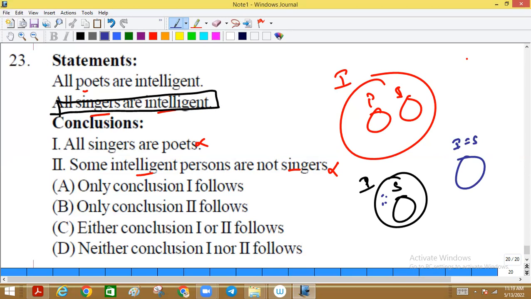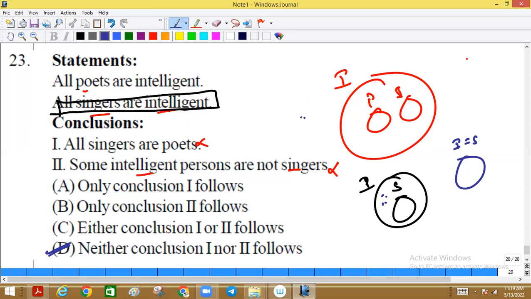The conclusion is something that must be satisfied by both the diagrams. But it is satisfied with this diagram, not this diagram. So that is the reason it is also wrong. So your answer is neither conclusion 1 nor 2 follows. Got the logic? When both are wrong, the answer is only neither this nor that. Neither conclusion 1 nor conclusion 2 means both statements are wrong. Understood?